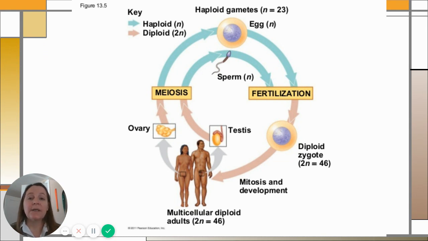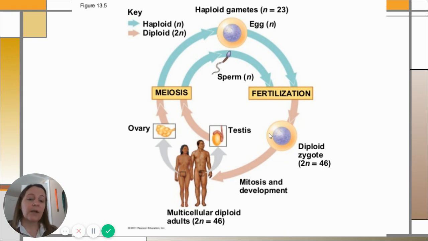That zygote will then start to go through mitosis and multiply and divide. When that mass of cells gets to a certain size, we start to call it an embryo. When that embryo continues to grow and divide, and it gets larger and more complex, we call it a fetus. And then on to a baby and the birth and delivery process.